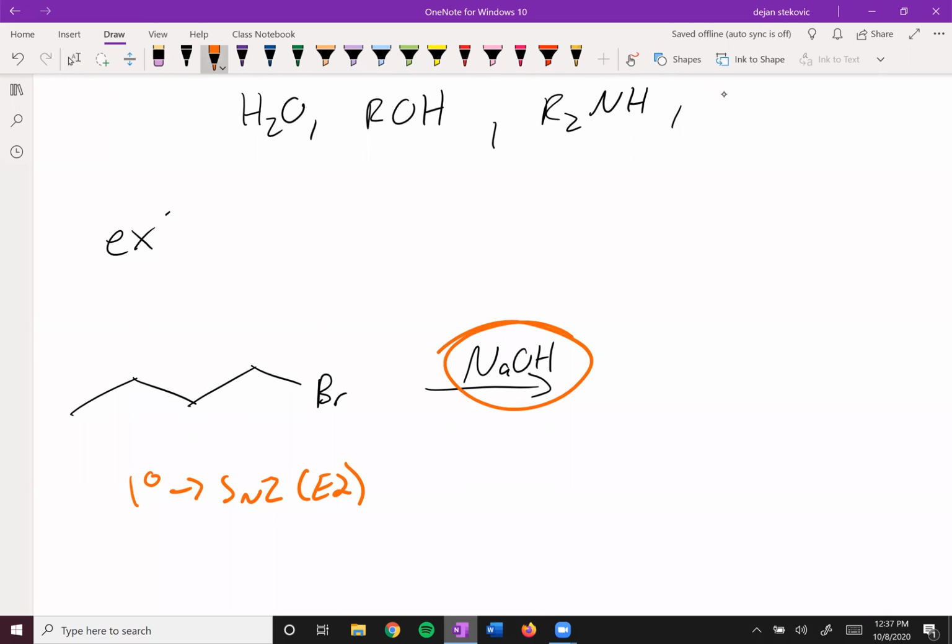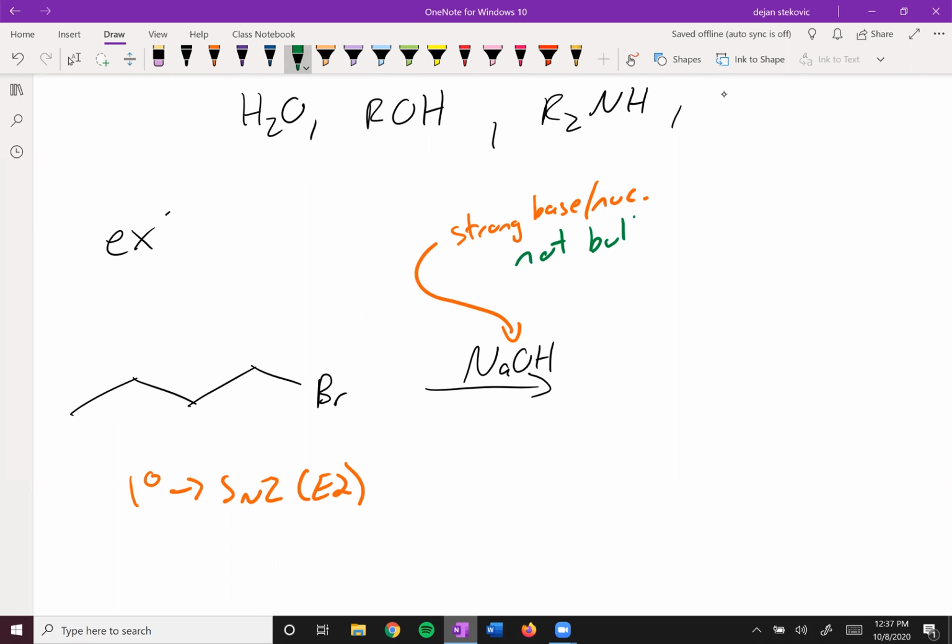And then we take a look at our base right here, or our nucleophile. This is a strong base/nucleophile, but it's not bulky. And so since it's not bulky, it won't go this E2 pathway, it will go this SN2 pathway. And so then we say hydroxide is our nucleophile, and that this proceeds through an SN2 pathway.